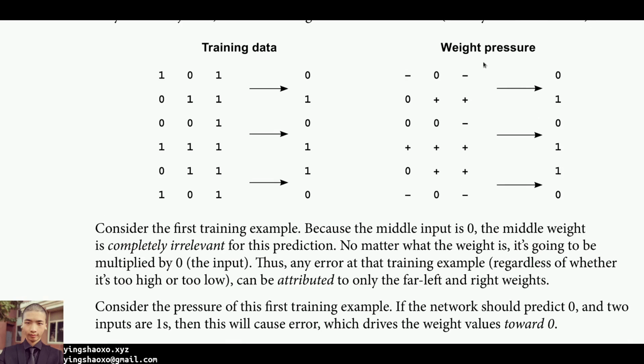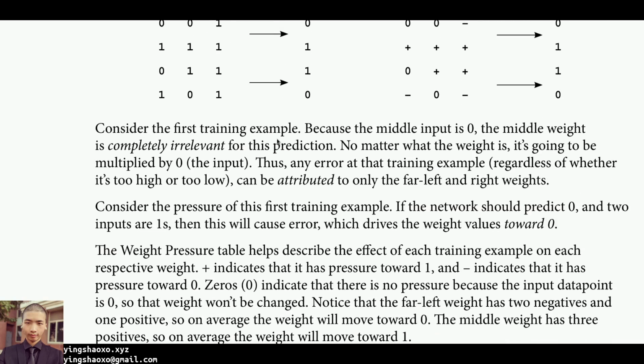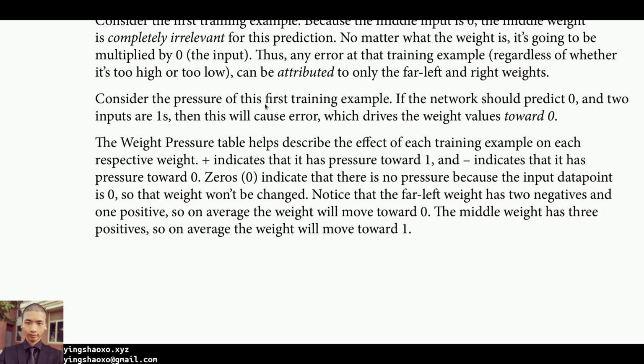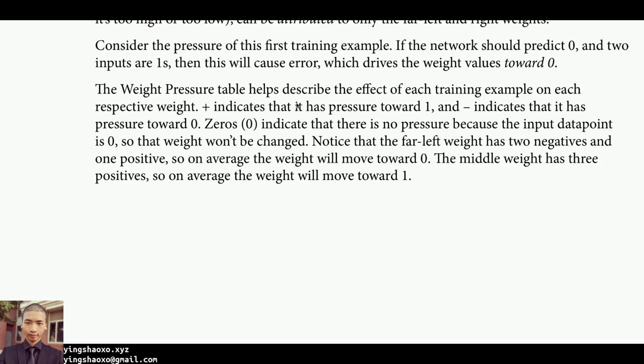Here's the training data and here's the weight pressure. Alright, consider the first training example. Because the middle input is 0, the middle weight is completely irrelevant for this prediction. No matter what the weight is, it's going to be multiplied by 0, the input. Thus, any error at this training example, regardless of whether it's too high or too low, can be attributed to only the far left and the right weights. Consider the pressure of this first training example. If the network should predict 0 and the two inputs are 1s, then this will cause error, which drives the weight values toward 0.